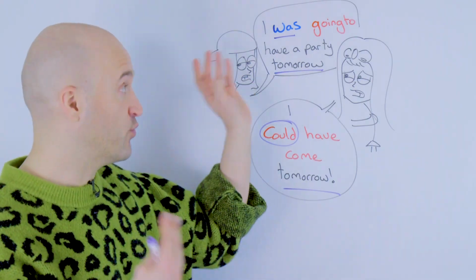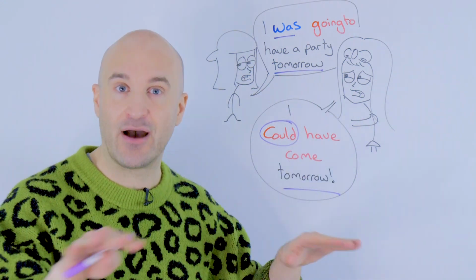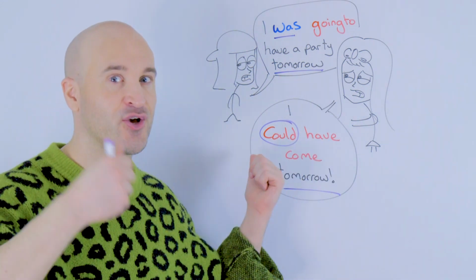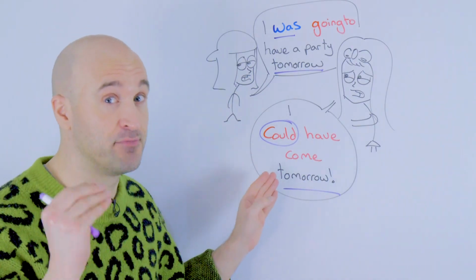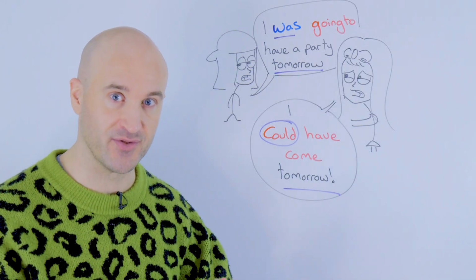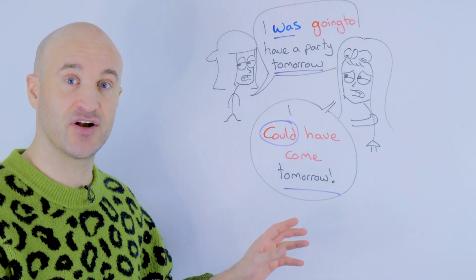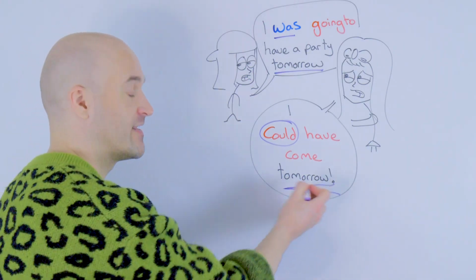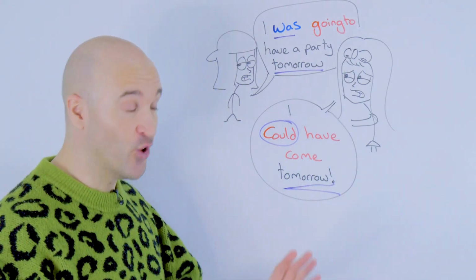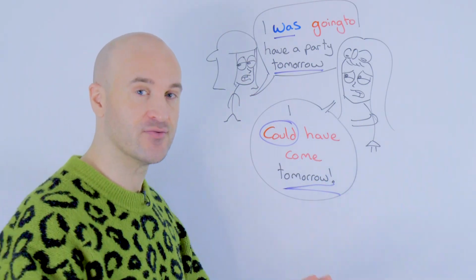Why? "I was going to." I planned this in the past, but now it's changed. "I could have come." It was possible, but now it's changed. Now it's not possible. I could have with verb 3. Same grammar structure, but this time talking about the future. I know, this is difficult, but don't worry, I got you.